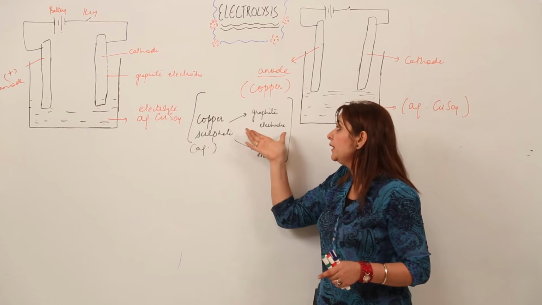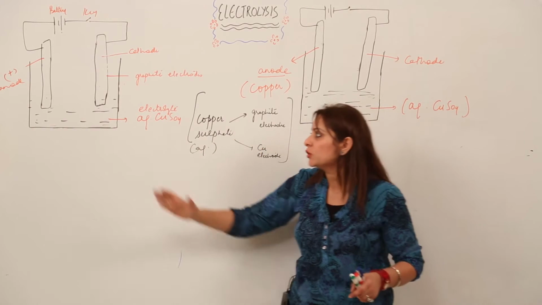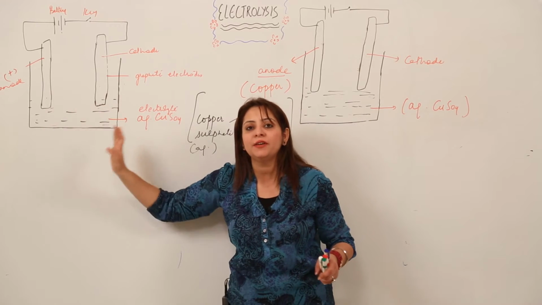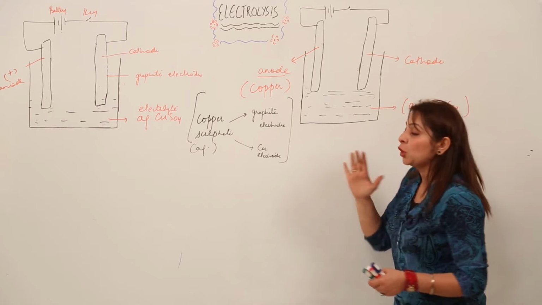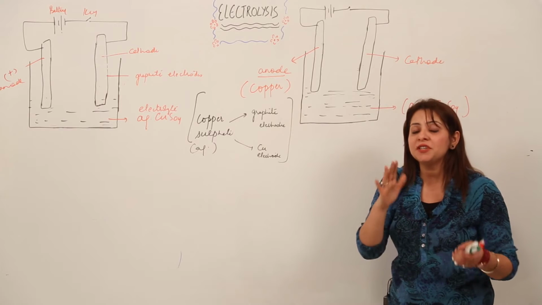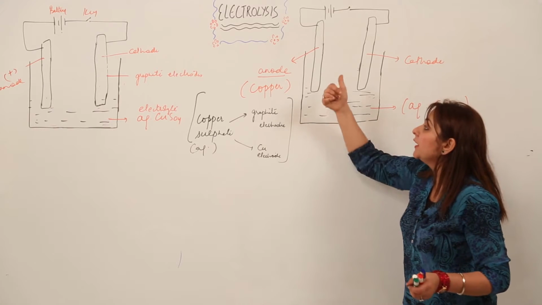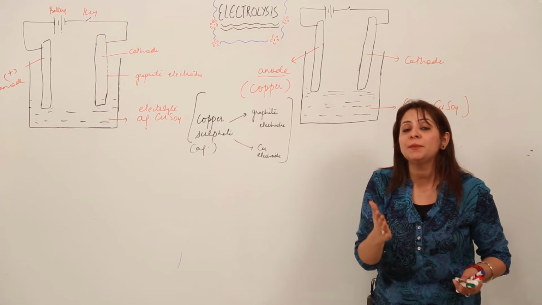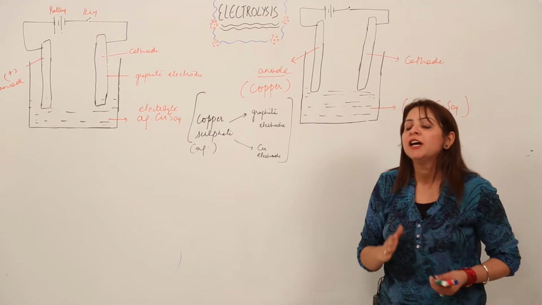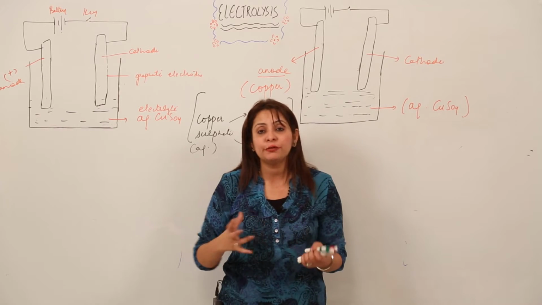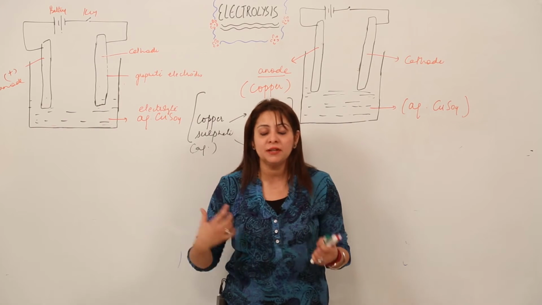That means in one case I am taking graphite electrodes, where the electrodes are made up of graphite, and in this case I am not. I am taking one graphite electrode, that is the cathode is made up of graphite, but the anode is made up of copper. That means I am using a copper electrode, right. So you will see the difference between the two of them.